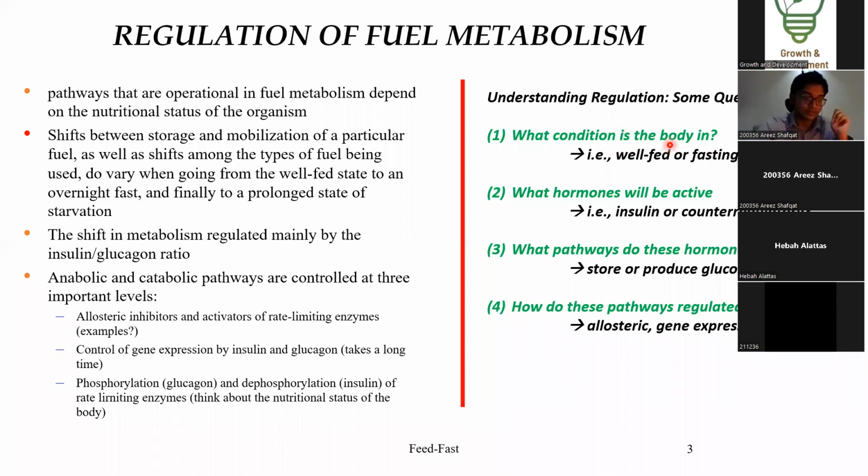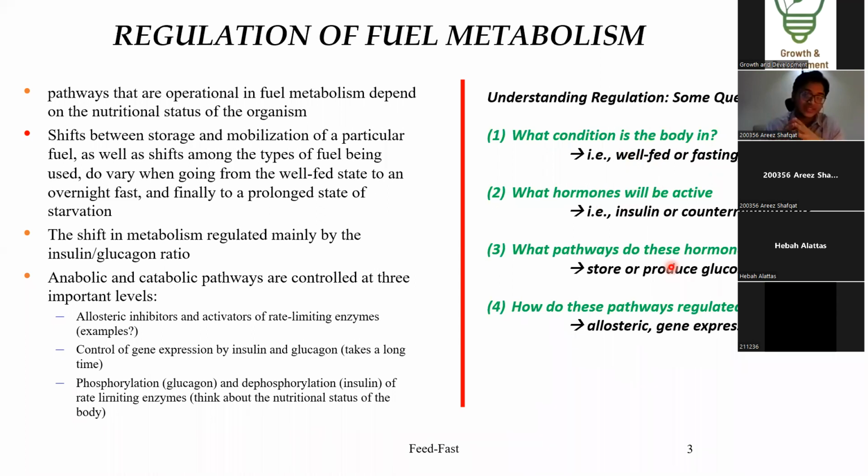If the body is in a well fed state, it will release insulin. If it's in a fasting state, it will release glucagon. So the condition that the body is in, or the nutritional status of the body, tells you which hormone the body is releasing. This determines which pathways the body has activated.